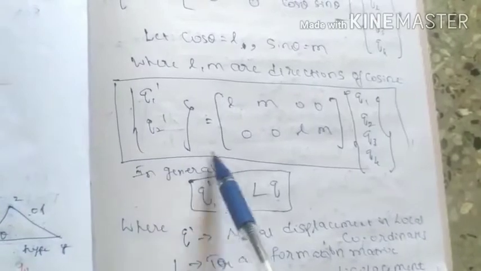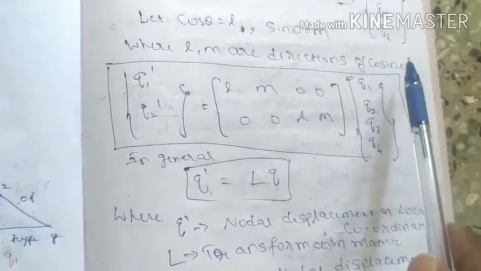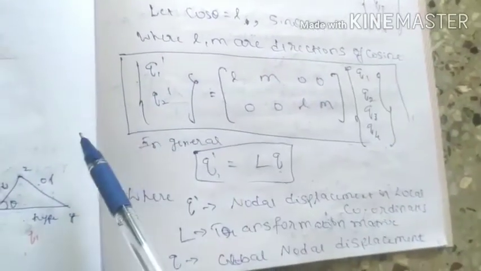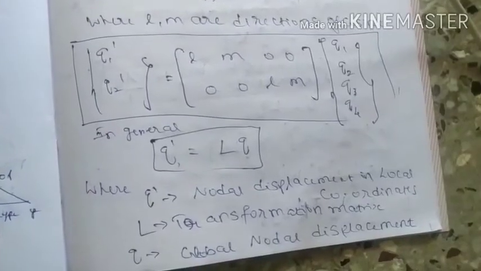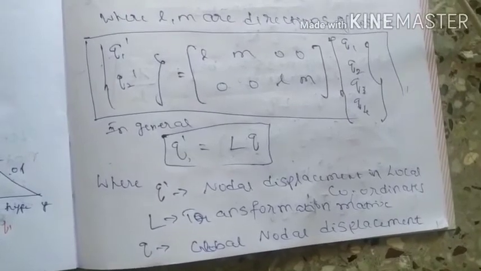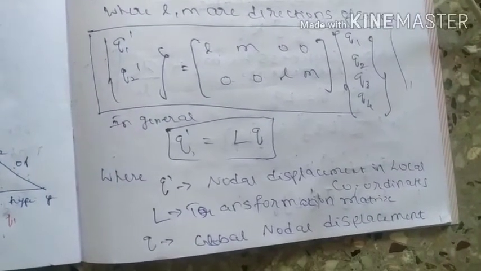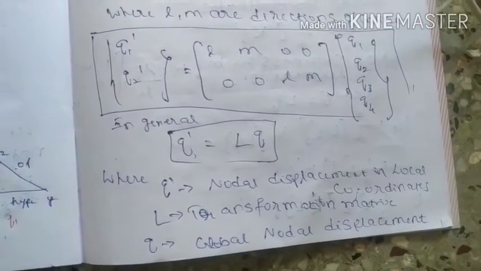This completes the derivation of the transformation matrix. Using this transformation matrix, next we are going to derive the stiffness matrix for trusses. We'll see that in the next video.